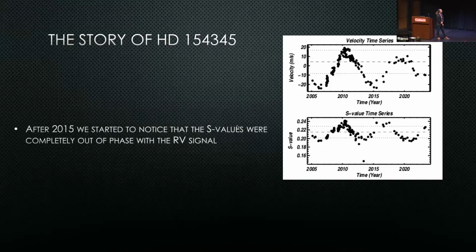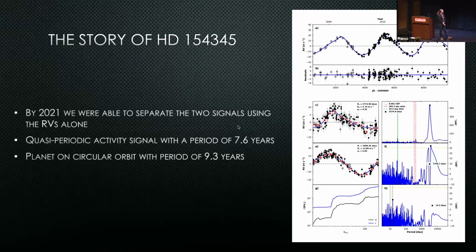Then we continued to follow this for another decade, and shortly after that announcement that Jason made, we noticed that the S value time series is now 180 degrees out of phase. You see the peak is right here, but the minimum in the RV is here. And so we thought that that might be a planet again. And by the time we published the California Legacy Survey, we were actually fully able to separate the two periods of the signal from the planet, and it was back to being a planet again.